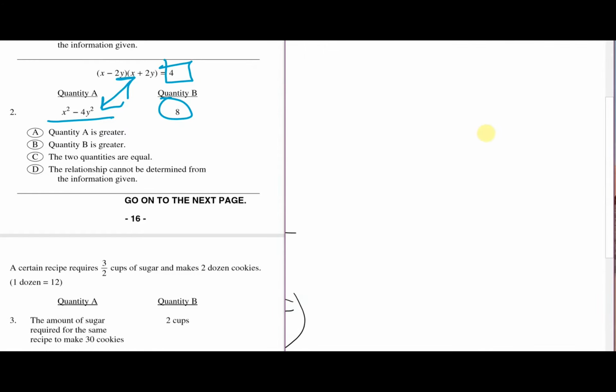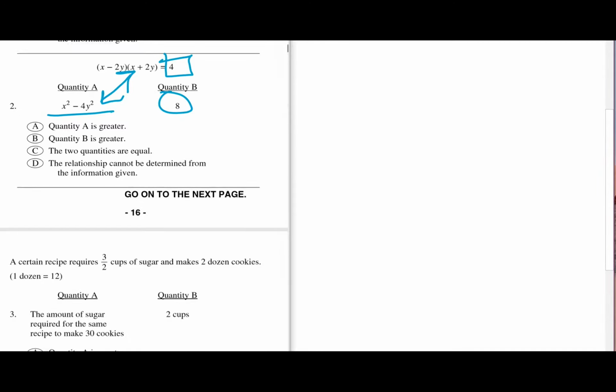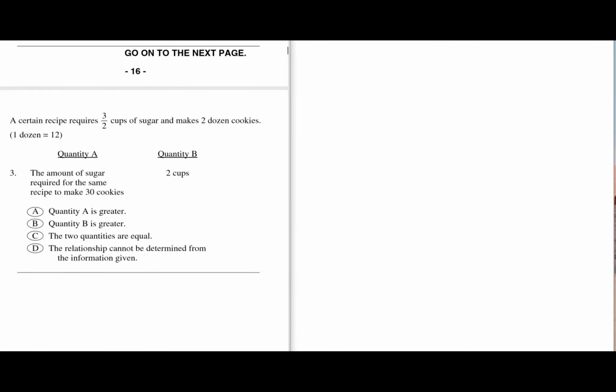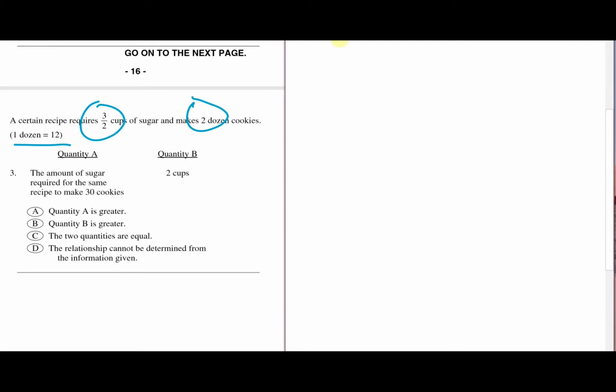It's key to know these algebraic relationships. Now, for the third problem, it says a certain recipe requires 3/2 cups of sugar and makes 2 dozen cookies, and then you're provided 1 dozen equals 12. So this is the key information. So we know that 3/2 goes to 2, where this is cups of sugar and this is dozen cookies. Anytime you have this, it's really a fractional relationship, and you can manipulate it in any way, as long as the proportions are equivalent.